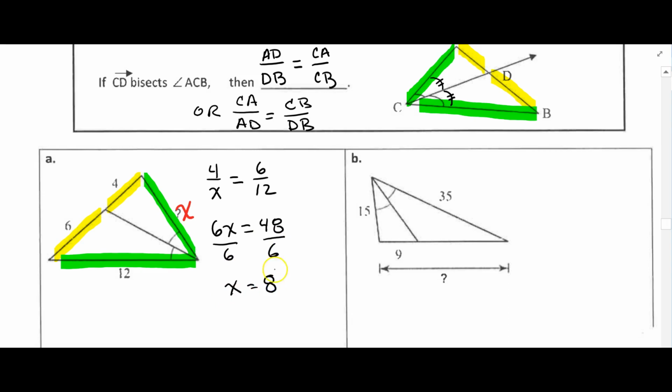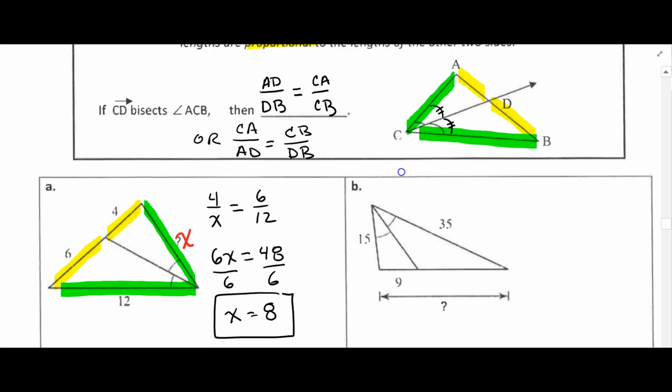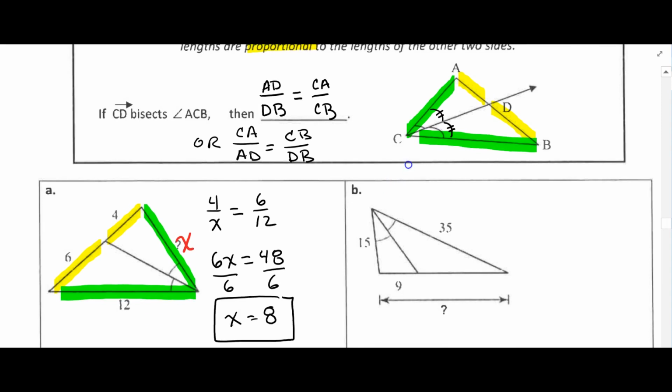Now if there were units included here, you would include them in your problem as always, but here there are not, so you don't need to. Alright, so that's a quick example of the angle bisector theorem.